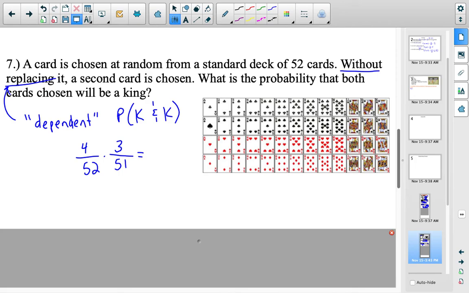So again, you could reduce this a little bit right here. 4 over 52 is the same as 1 over 13. 3 over 51 is the same as 1 over 17.